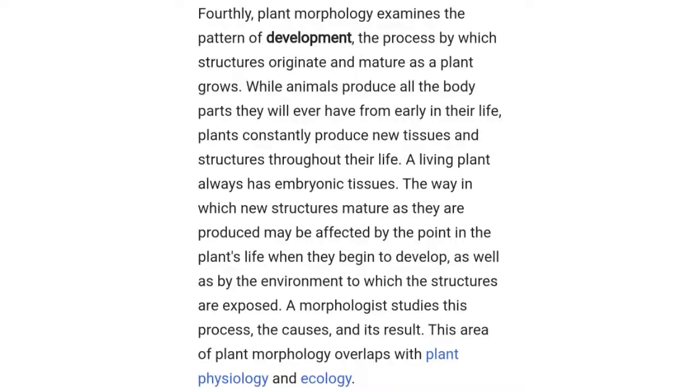The way in which new structures mature as they are produced may be affected by the point in the plant's life when they begin to develop, as well as by the environment to which the structures are exposed. A morphologist studies this process, the causes, and its result. This area of plant morphology overlaps with plant physiology and ecology.